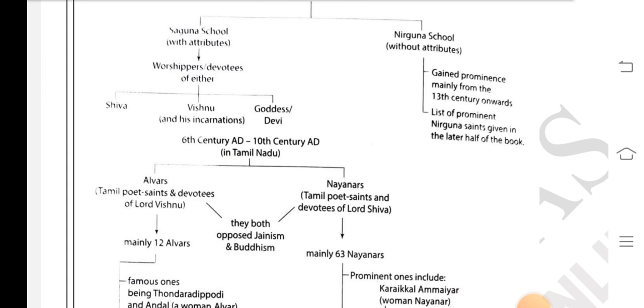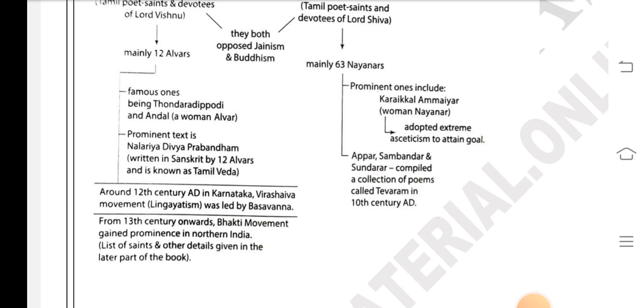Saguna school, with attributions, worships and devotions of either Vishnu and his incarnations, goddess Devi, or Shiva. 6th century AD to 10th century in Tamil Nadu. Alvars, Tamil poets and saints and devotees of Lord Vishnu. Nayanars, Tamil poets and saints and devotees of Lord Shiva. They both opposed Jainism and Buddhism.